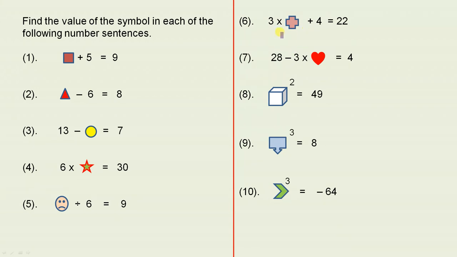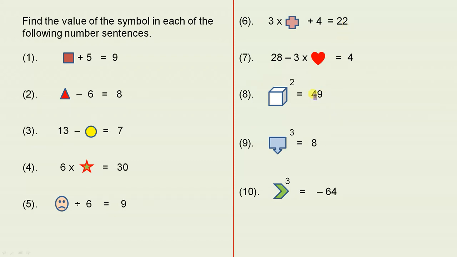This here is very similar. It's actually quite similar to number 4, except we've added a number. But the principles are the same. So we have 3 times a particular number, so that gives you an answer. Then when we add 4 to it, we get 22.